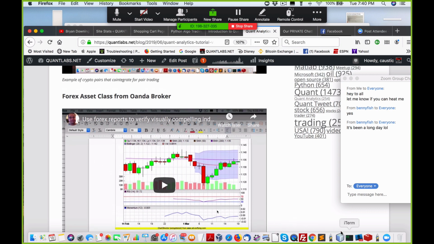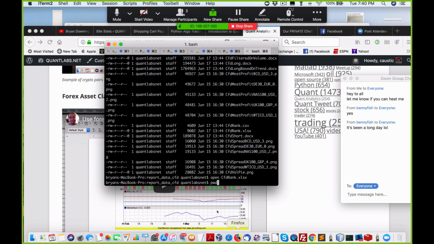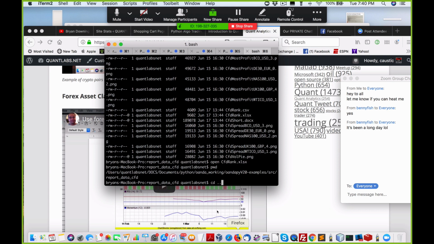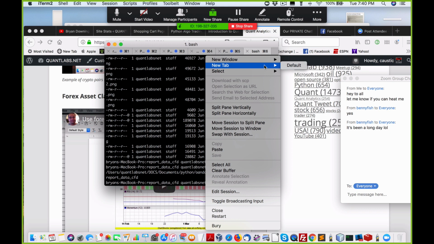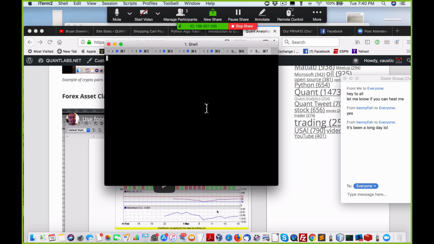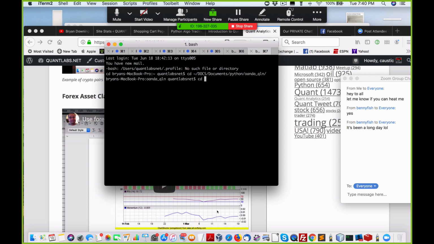So if I was to show you the files for co-integration in Forex, this might be useful for some. Let me just open up a new console tab here. Okay, I'm going to show you a particular one I just generated, maybe in the last hour.